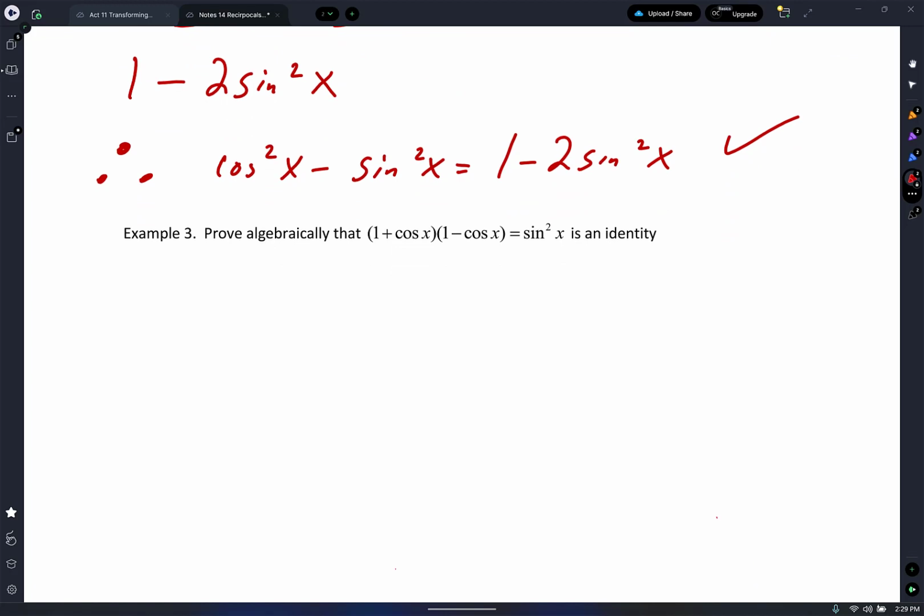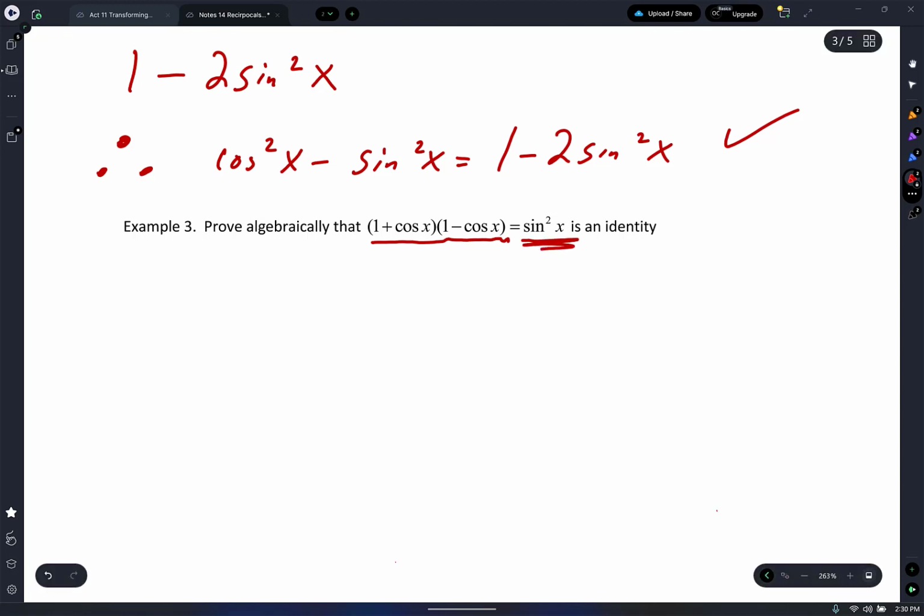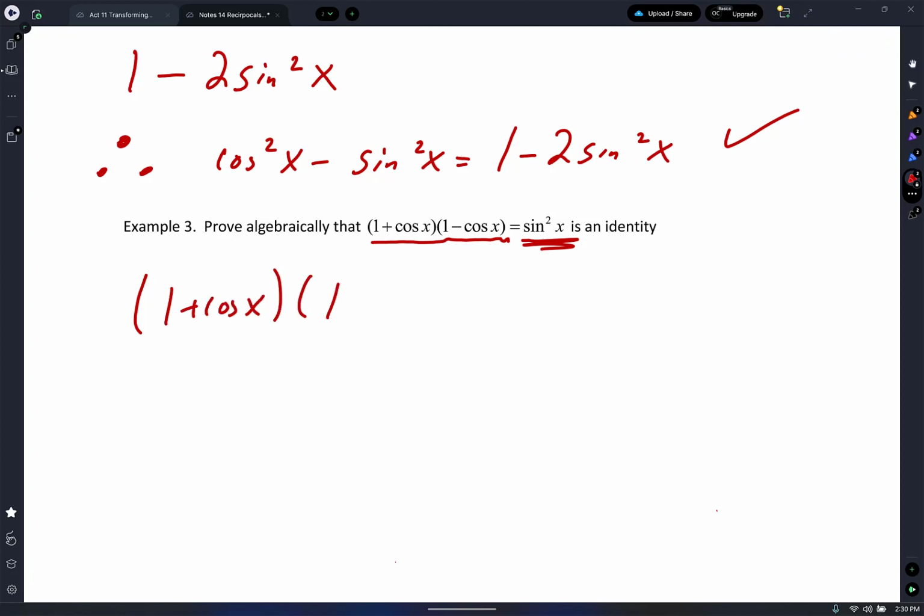All right, so it says prove algebraically that 1 plus cosine x times 1 minus cosine x equals sine squared x is an identity. Okay, here's what you do. 1 plus cosine x, I'm rewriting this, and then 1 minus cosine x. I'm going to go ahead and distribute that.